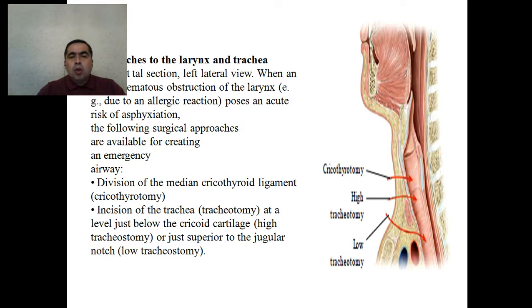When an acute edematous obstruction of the larynx, for example due to an allergic reaction, poses an acute risk of asphyxiation, the following surgical approaches are available for creating an emergency airway. Division of the median cricothyroid ligament, which is called the cricothyrotomy. Incision of the trachea, tracheotomy, at the level just below the cricoid cartilage, high tracheotomy, and just superior to the jugular notch, which is known as the low tracheotomy.